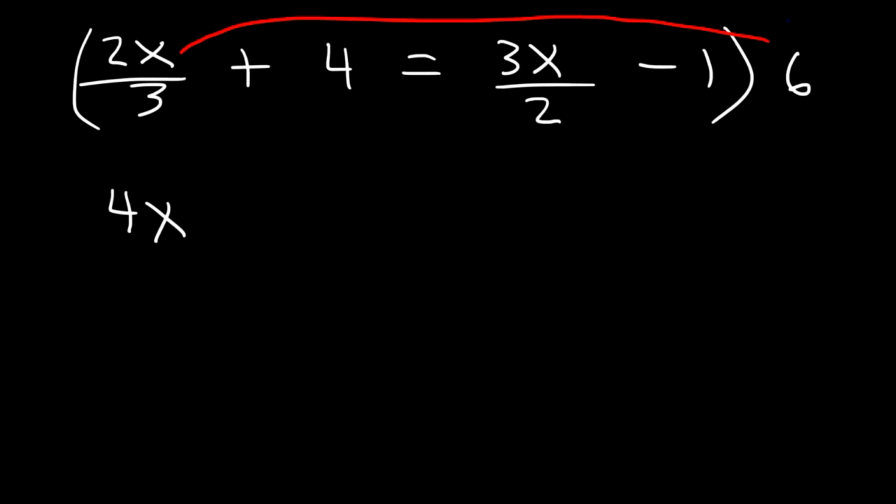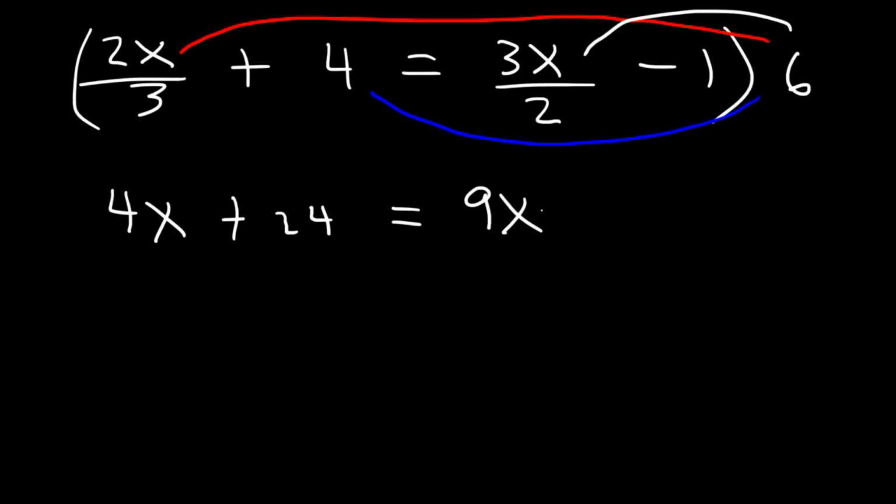Next, let's multiply 6 by 4. 6 times 4 is 24. And then let's multiply 6 by 3x divided by 2. 6 times 3x is 18x. Divided by 2, that's a 9x. And then 6 times -1 is -6. And now this looks similar to equations that we've solved before.